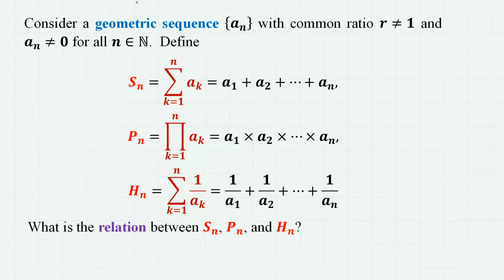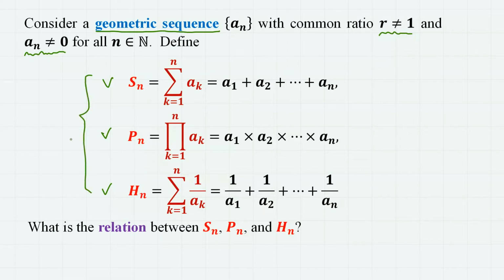Today we are going to solve the following problem. Consider a geometric sequence an with common ratio r not equal to 1 and all terms of an non-zero. Now define Sn as simply the partial sum, the sum of the first n terms of the given geometric sequence an, and Pn is the product of the first n terms of the sequence an, and finally Hn is the sum of the reciprocals of each term of sequence an.